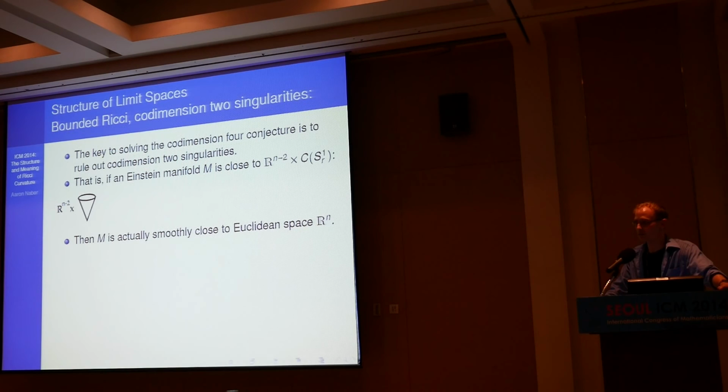So how do you do that? We want to say that if this thing is actually a limit space, or if you just have some Einstein manifold which is close to it, then this cone is sort of maximal. You're actually close to Euclidean space.